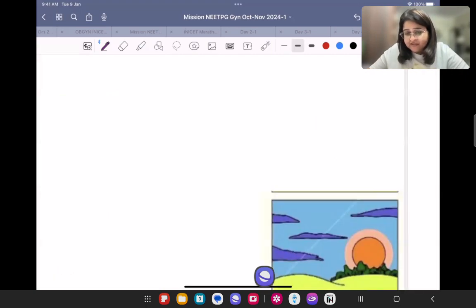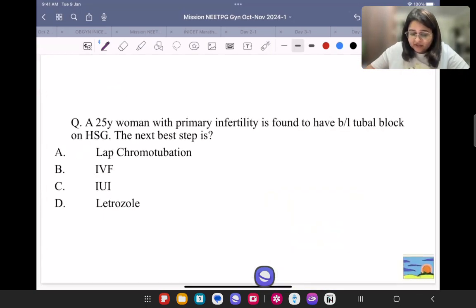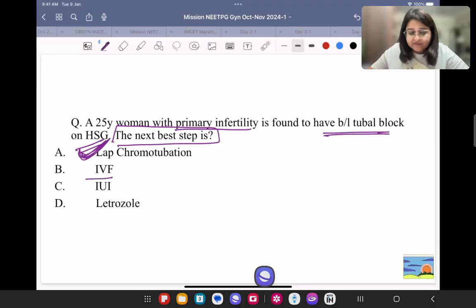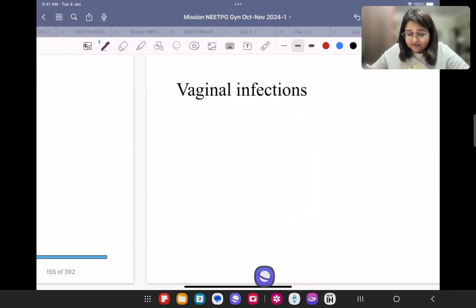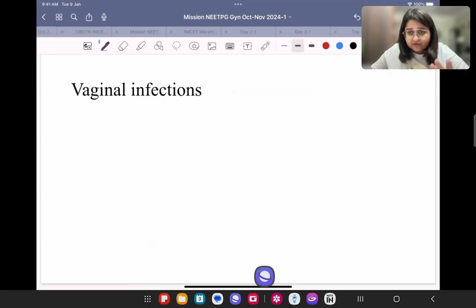25-year-old, so this was the evening session of this year's NEET PG. 25-year-old woman with primary infertility is found to have bilateral tubal block on HSG. The next best step is laparoscopic chromotubation. Okay, you might think IVF, yes, but no, we always counsel the patient, first confirm, after that we will see, okay? So that ends the topic on infertility.